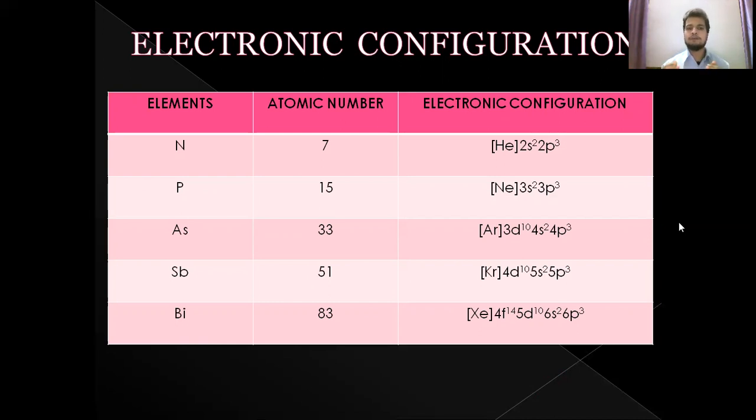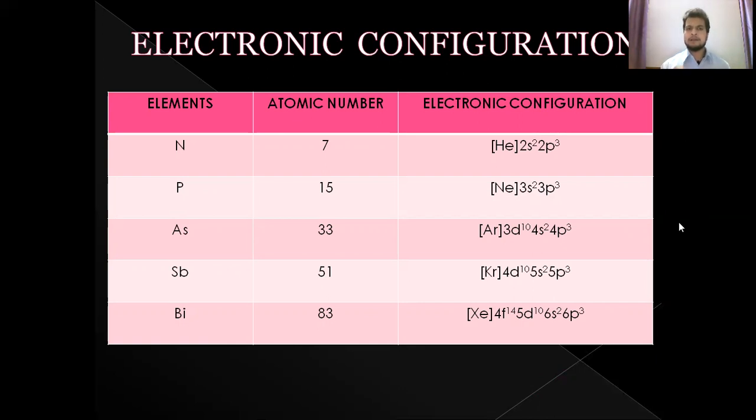In this way, if you go for arsenic, you can clearly see on the screen, it's argon 3d10, 4s2, 4p3. If I go for antimony, it is krypton 4d10, 5s2, 5p3. If I go with bismuth, it is xenon 4f14, 5d10, 6s2, 6p3. And if you see their atomic numbers, the atomic number of nitrogen is 7, then it's 15, 33, 51, 83. How to remember this?